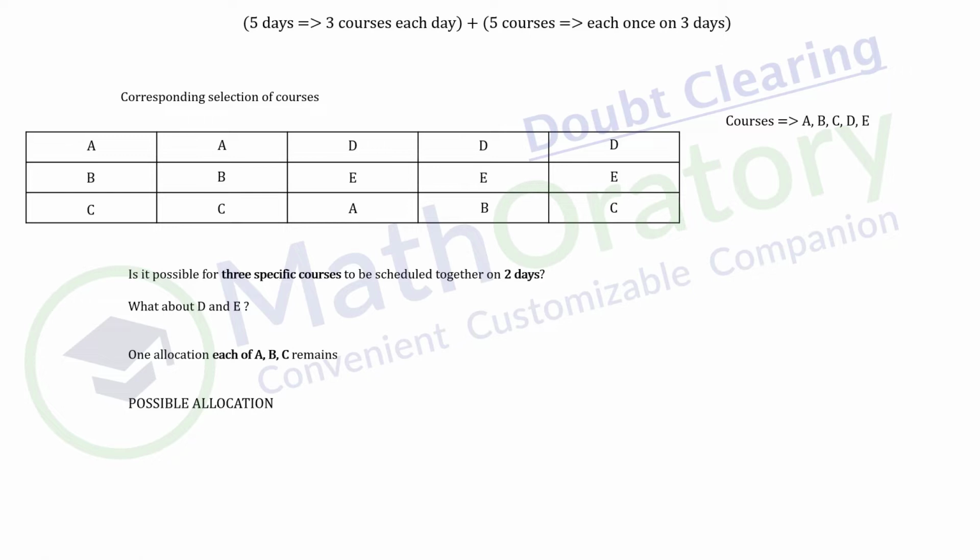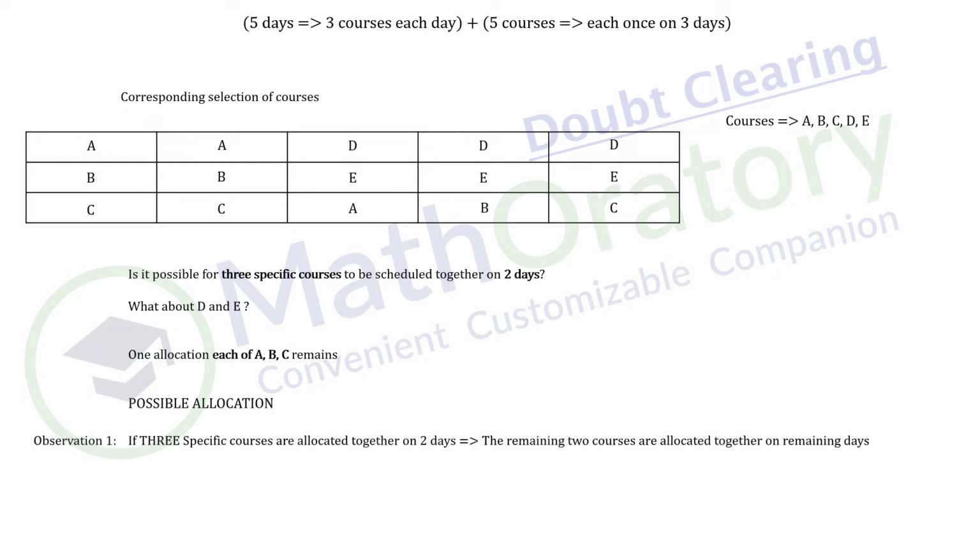So before we move to the other possibilities or other types, let's make a few observations which can distinguish this type of allocation from the rest. Firstly, when we allocate 3 courses together on 2 days, the remaining two courses are automatically allocated on the remaining 3 days. So when we allocated three courses together, for this instance ABC, together twice, the remaining two courses, that is D and E, got allocated together on three different occasions, on three different days.